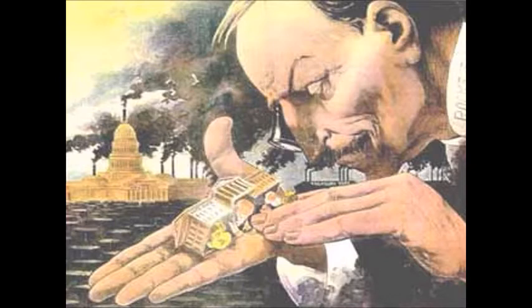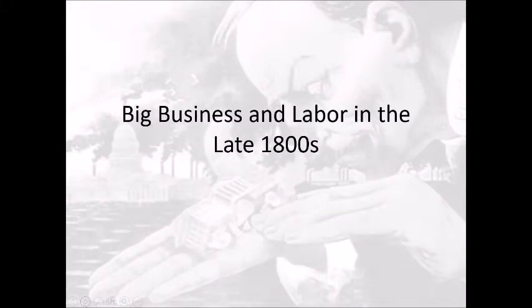Basically, this cartoon is communicating that Rockefeller, a business tycoon, has our government in the palm of his hand, through the presidency, and also the Congress, because in the back we see the Capitol building, the seat of our Congress, with smokestacks coming out of it. In between the Capitol building and Rockefeller, we see dozens, hundreds of oil barrels. This is designed to show a rather negative opinion of Rockefeller, like he has too much power and too much control over our government. That's why it's a background for our lecture on big business and labor in the late 1800s.